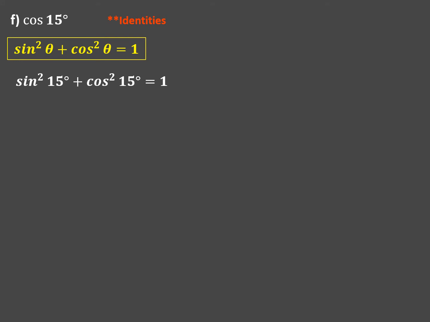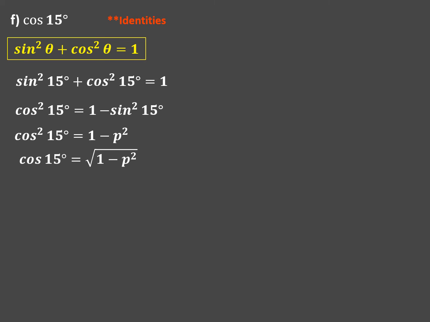And if I rearrange that, I want to try and get cos 15 on its own. So I can take sine squared 15 to the other side, and if sine 15 is p, I can replace sine squared 15 with p squared. So cos squared 15 degrees is 1 minus p squared. And if I want cos 15 on its own, I can square root both sides. Now, I'm not allowed to square root each of those individually. I have to keep it as the square root of both. So that is your final answer.